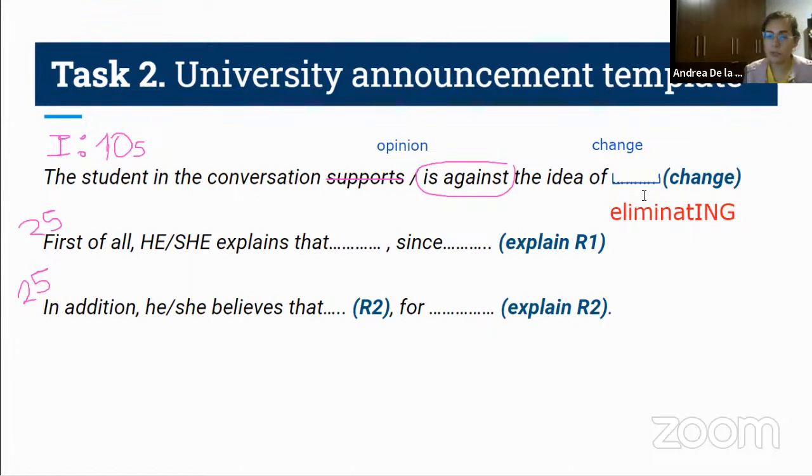It should be no more than 10 seconds. Believe me, that's more than enough. The student in the conversation is against the idea of eliminating the sculpture program. That should be around 7 seconds tops. Okay, guys? So do you have any questions so far about the introduction?